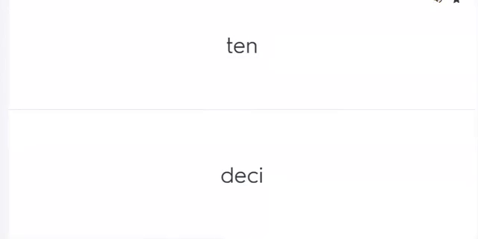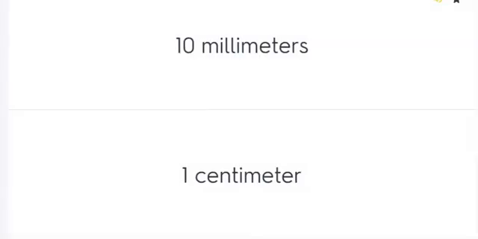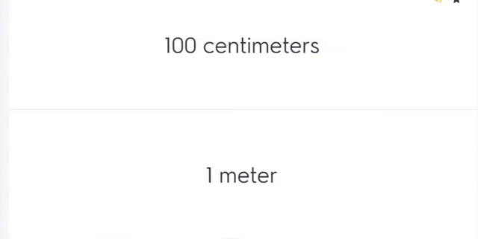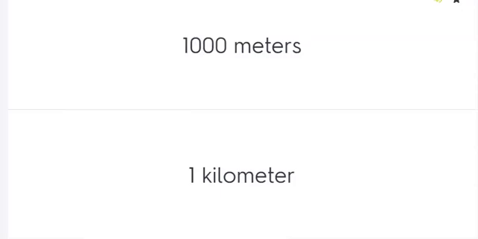10, deci. 10 millimeters, 1 centimeter. 10 centimeters, 1 decimeter. 100 centimeters, 1 meter. 1,000 meters, 1 kilometer.